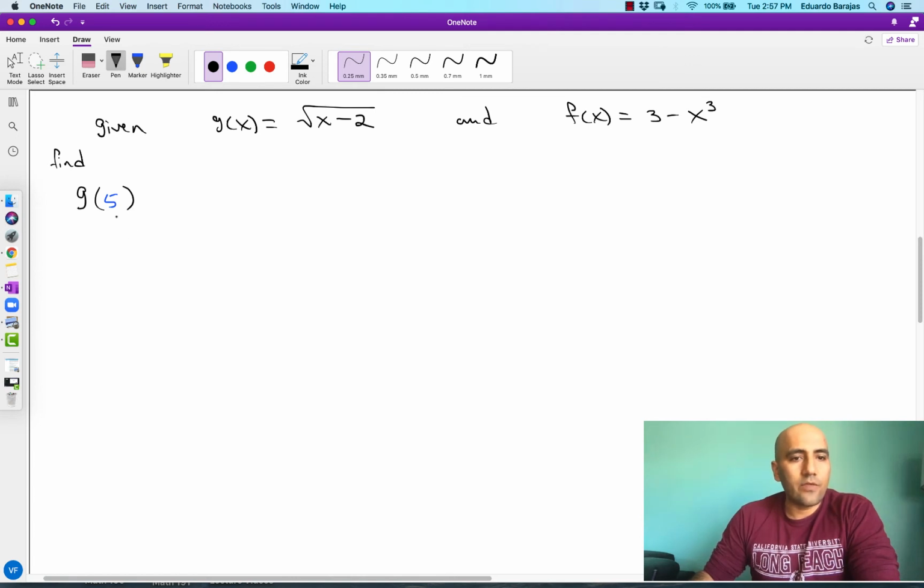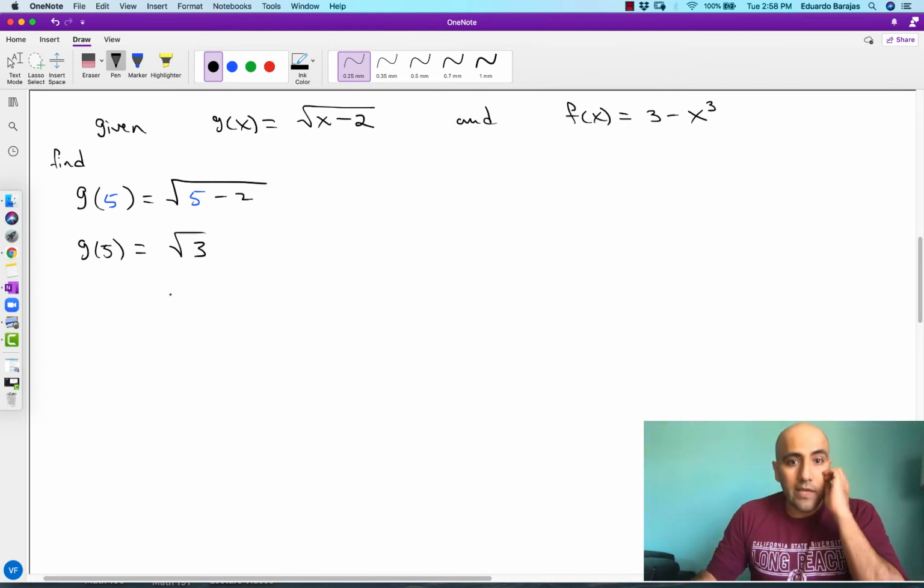Okay? And so this would automatically mean that we know that the input variable x is being replaced by a 5. So g of 5 is equal to the square root of blank minus 2, where that blank has got to be a 5. And so we can write g of 5 equals the square root of 3.